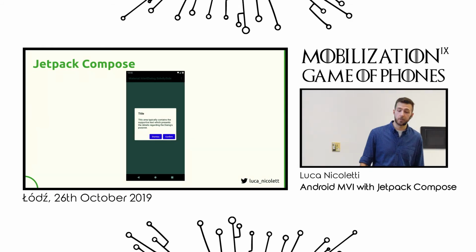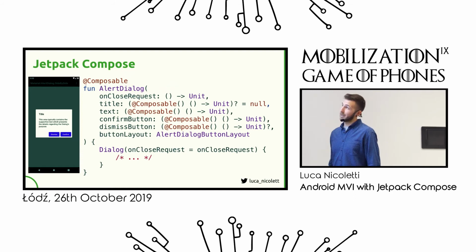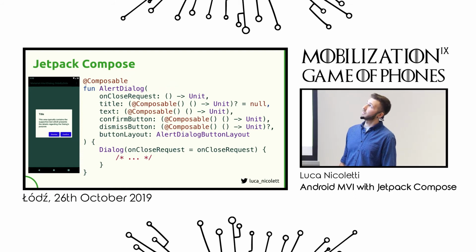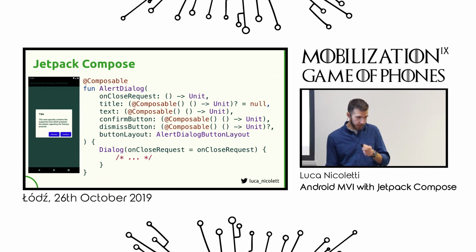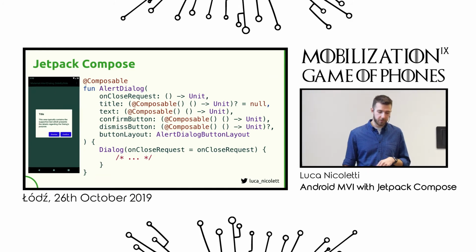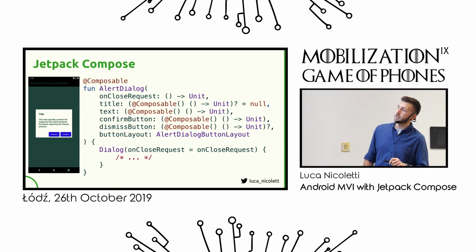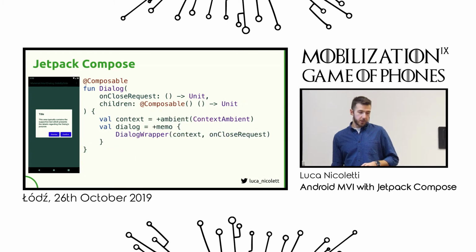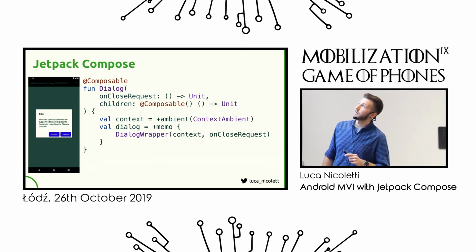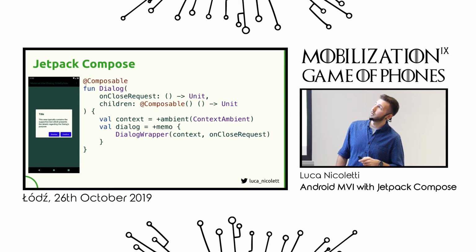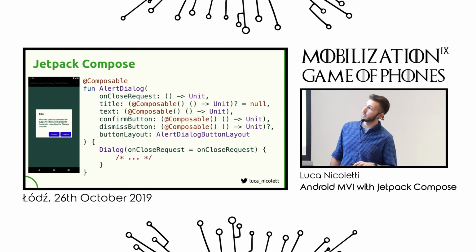Dialogs are way more complex. Alert dialog accepts a bunch of composable functions, some of them nullable, a close request, and an enumeration for the layout of the buttons. It then calls the dialog function, providing the onClose request, and wrapping all those composable functions inside here as children. So the dialog function accepts a close request and children. And thanks to Kotlin and trailing lambdas, we're able to use this children parameter as we've seen before. So like this.